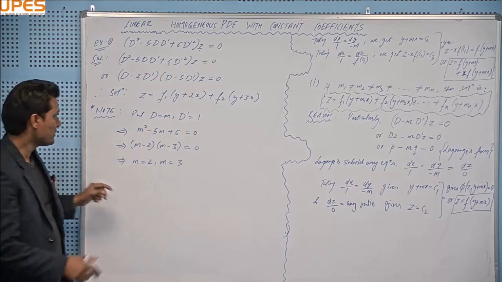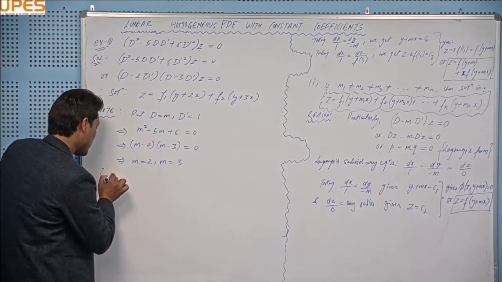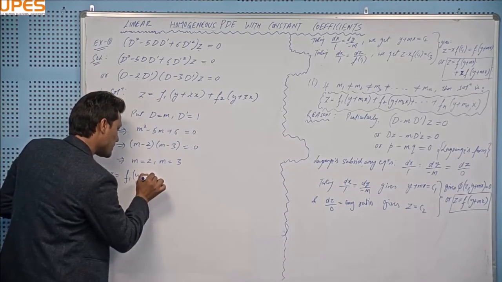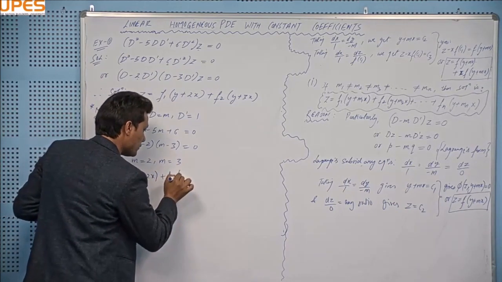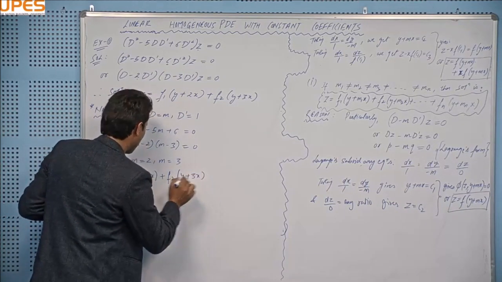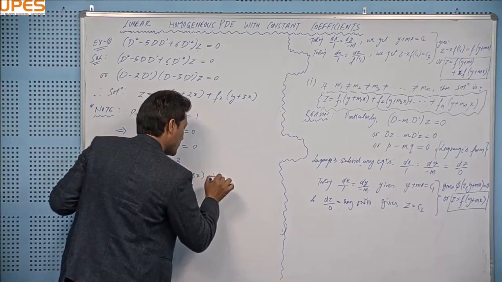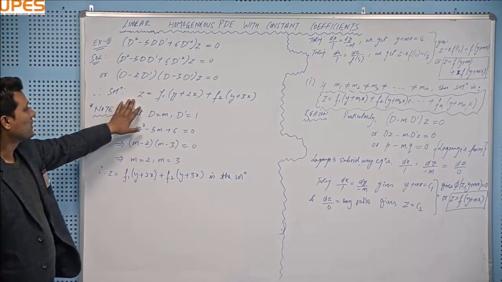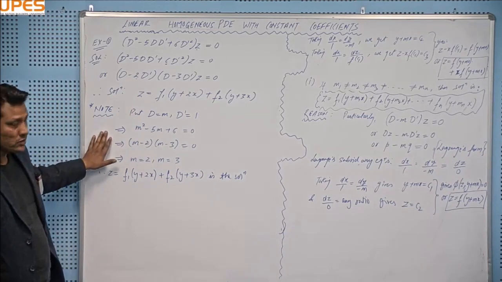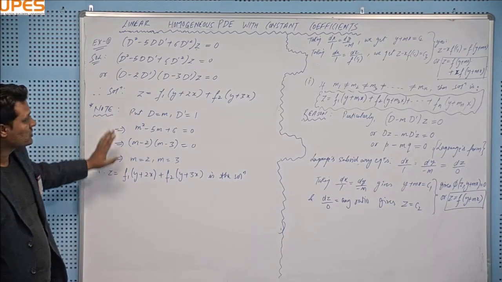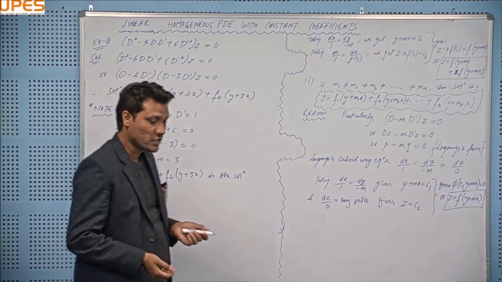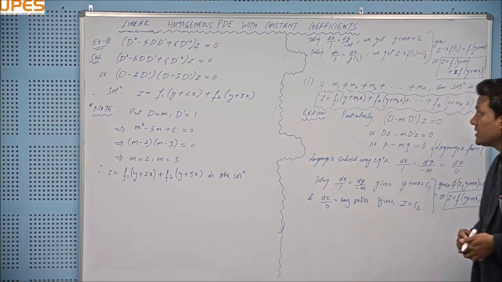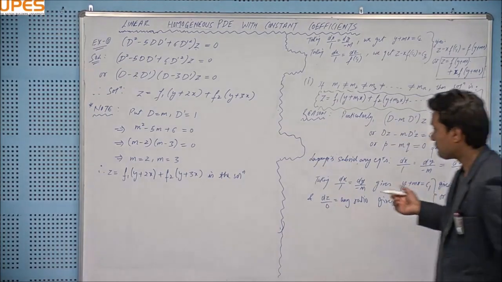So applying that formula, again the solution is z equal to f1(y + 2x) + f2(y + 3x), and this is indeed the same as I obtained by this method. But this method looks good, but it has some demerits also, and we'll see in our later examples what the demerits of this method are.